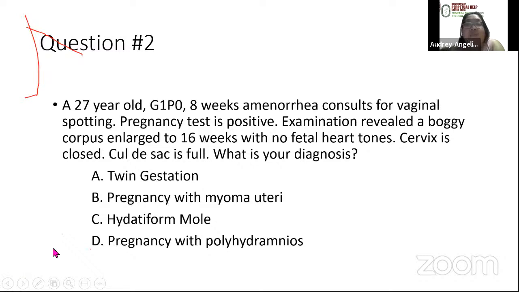So question number 2. Okay, so this would be the classic presentation. Of course, the answer would be hydatidiform mole. A patient presenting with 8 weeks amenorrhea, vaginal spotting with a positive pregnancy test, uterus enlarged to more than age of gestation, no fetal heart tones, cul-de-sac full. So that is how hydatidiform mole is described.